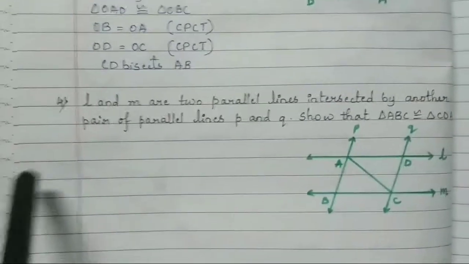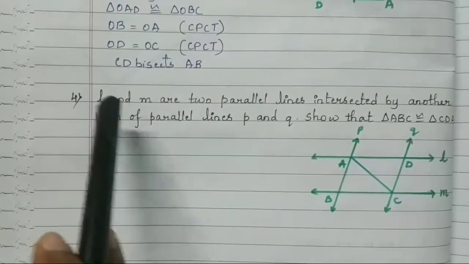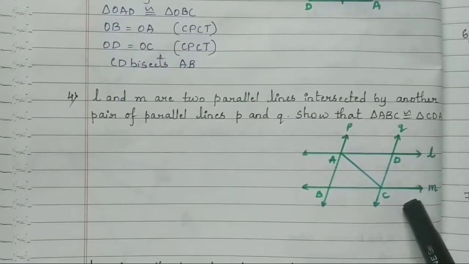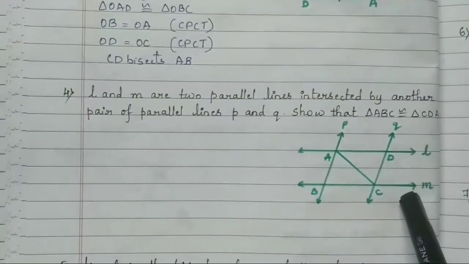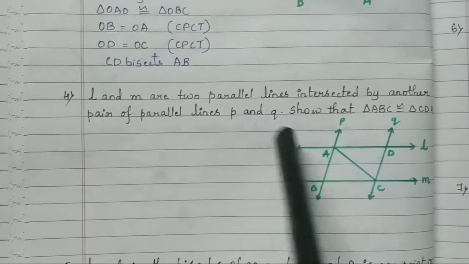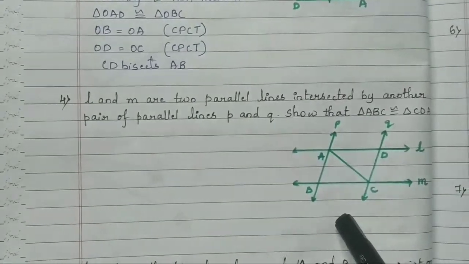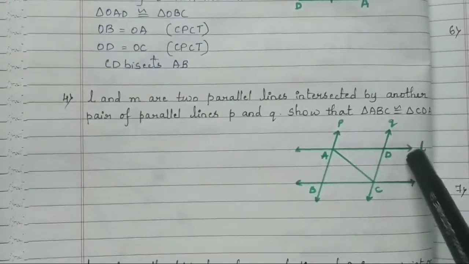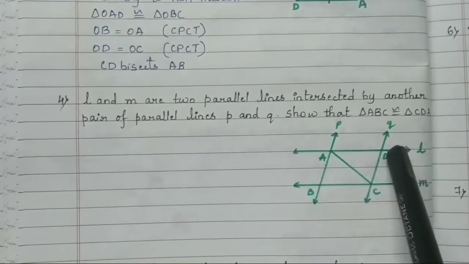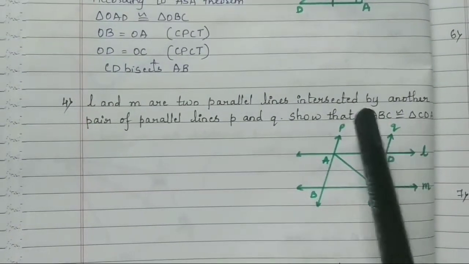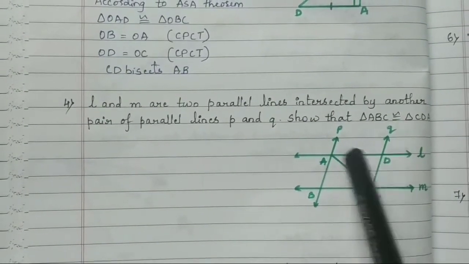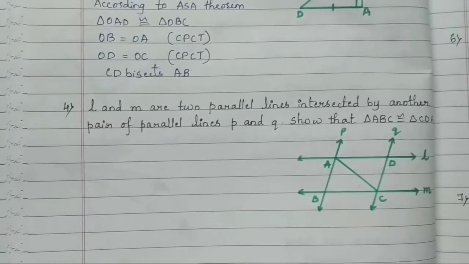So moving on to the fourth question here. See the fourth question. L and M are two parallel lines. You can see here L and M. These are the two parallel lines which are intersected by another pair of parallel lines P and Q. These two lines P and Q are intersecting the lines L and M at certain points, that is A, B, C and D. So here we have to show that triangle ABC is congruent to triangle CDA.